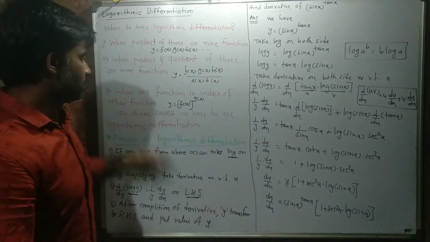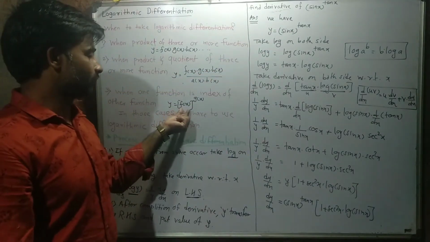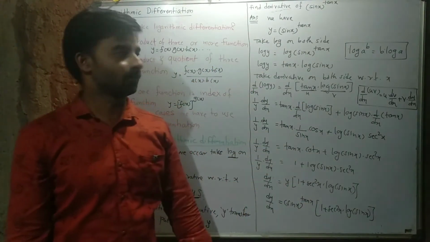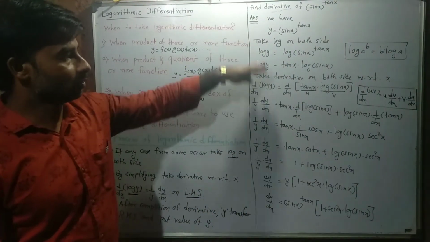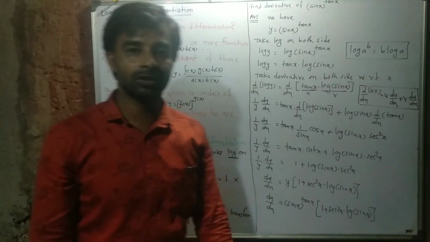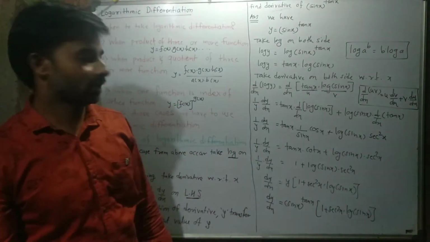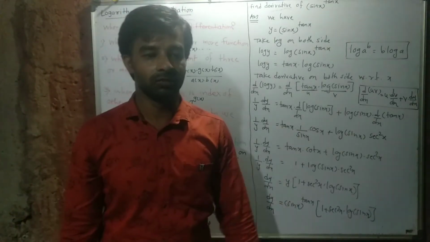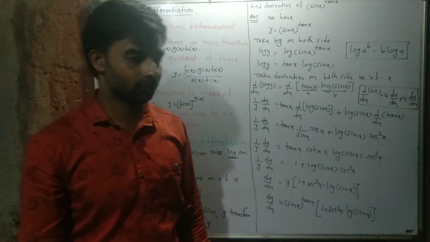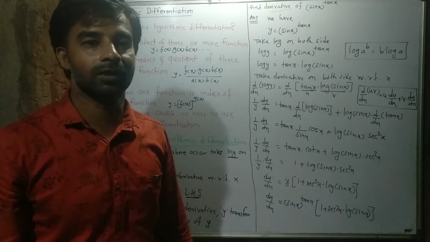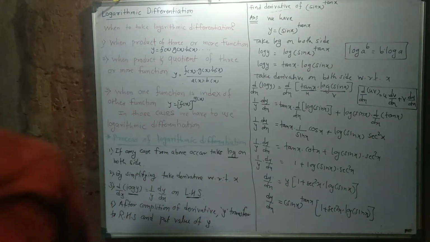And here we have to use this case, that means one function is the index of another function, and by using this procedure of taking log on both sides and taking the derivative with respect to x, transferring this y to the other side and putting the value of y, you will get the derivative of that one. Now we go to the next example related to that one as follows.